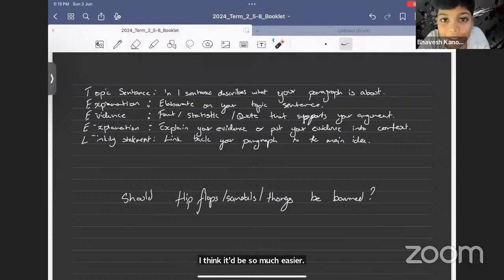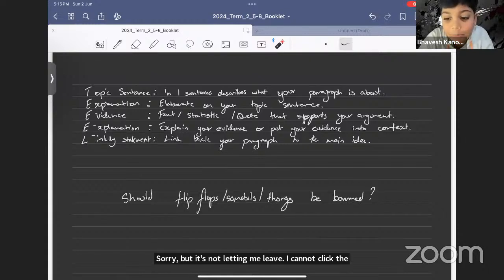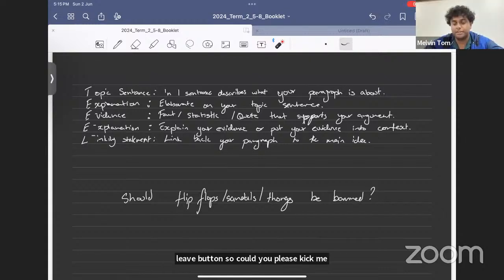Sorry, but it's not letting me leave. I cannot click the leave button, so could you please kick me? No, you're trapped. You're trapped in Loyola forever now. I'm sorry, Bhavesh.